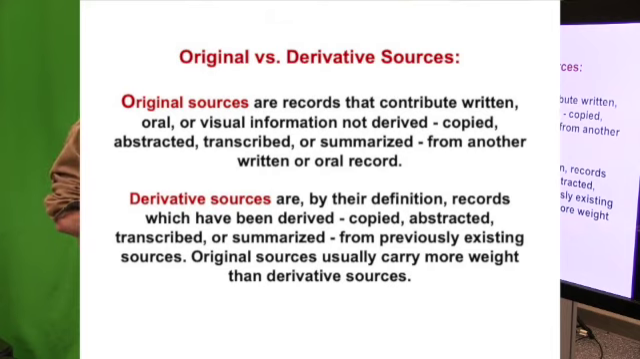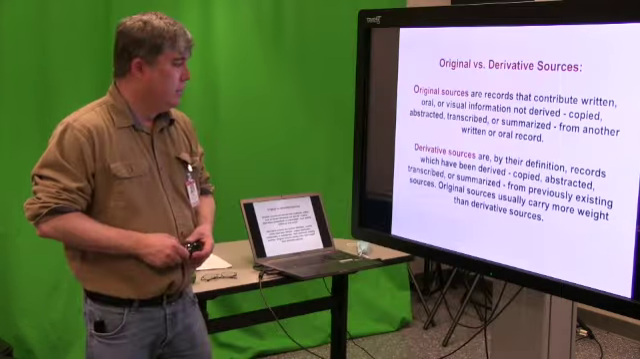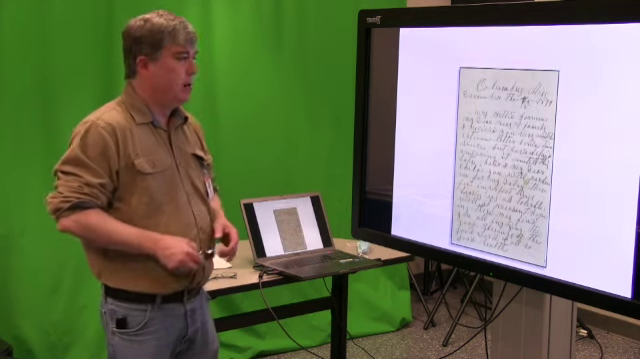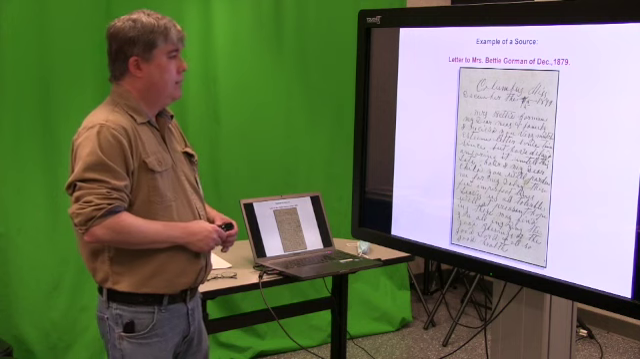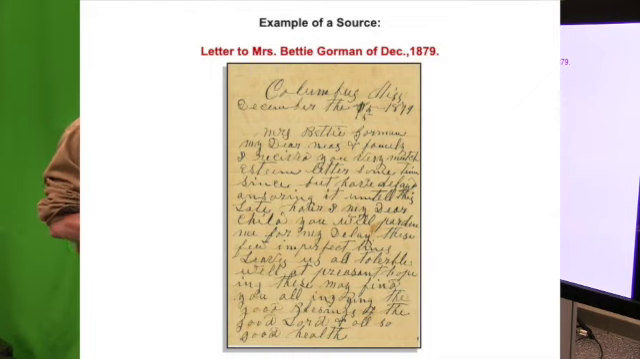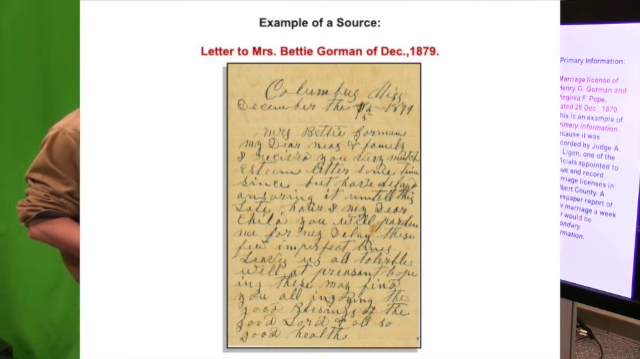Original sources are records that contribute written, oral, or visual information that's not derived. It's not gotten from another source or another written or oral record. So I'm not going to say a whole lot about that. The main thing is just to think critically about the records. And one example of a source is this letter to Mrs. Betty Gorman from December 1879. I have that in my archives at home somewhere with my Gorman stuff.